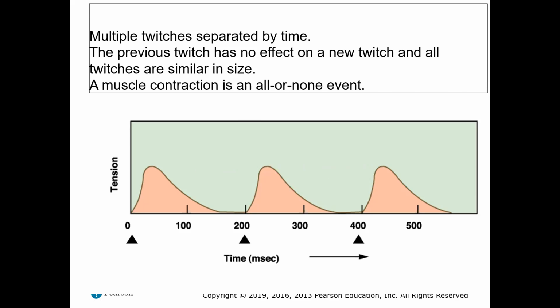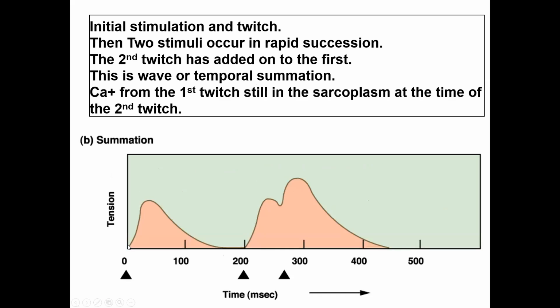But what if we change the rules? What if we hit the muscle cell with a stimulus? There's our contraction. It comes down to 0 again as far as tension. We hit it with a second stimulus, only this time, we don't wait for it to relax completely. This time, we hit it with a stimulus before it's relaxed. It still has plenty of calcium around the actins.